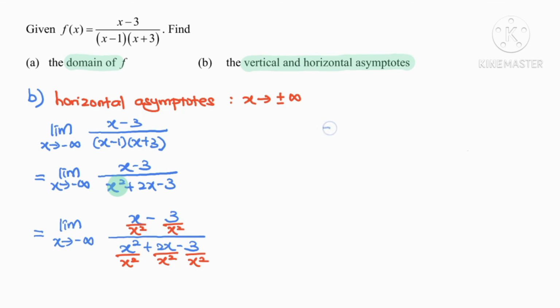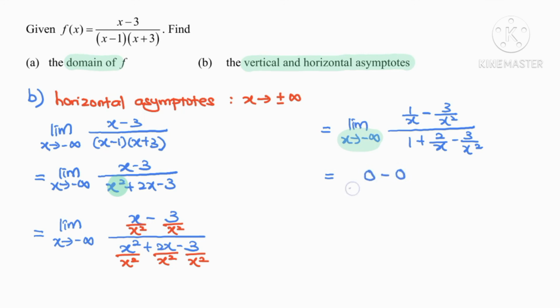Let us simplify the function. We have 1 over x minus 3 over x squared divided by 1 plus 2 over x minus 3 over x squared. Next, we are going to replace x with negative infinity. So 1 over infinity would be 0. 3 over infinity is 0. 1 plus 2 over infinity is 0. 3 over infinity is 0. So the answer is 0.